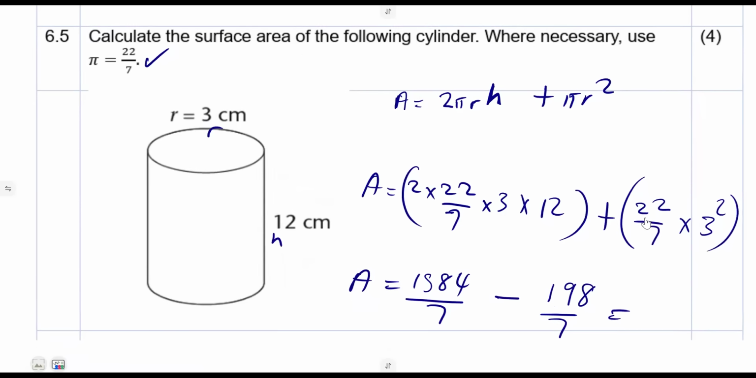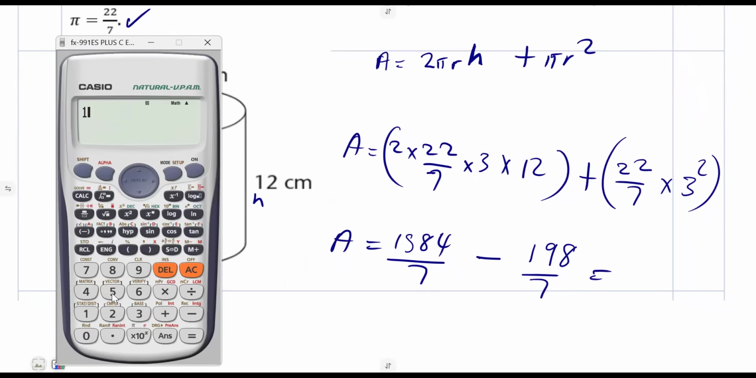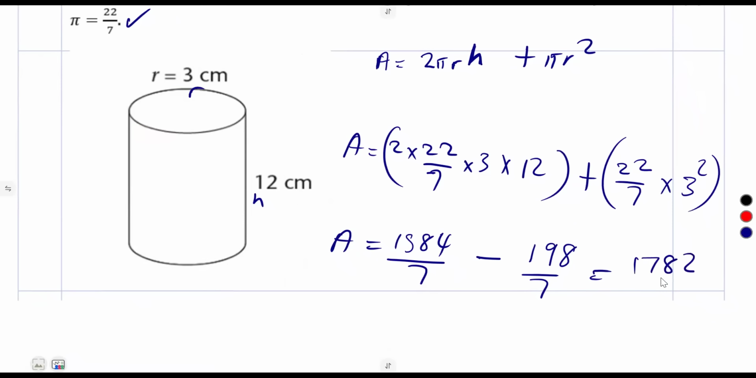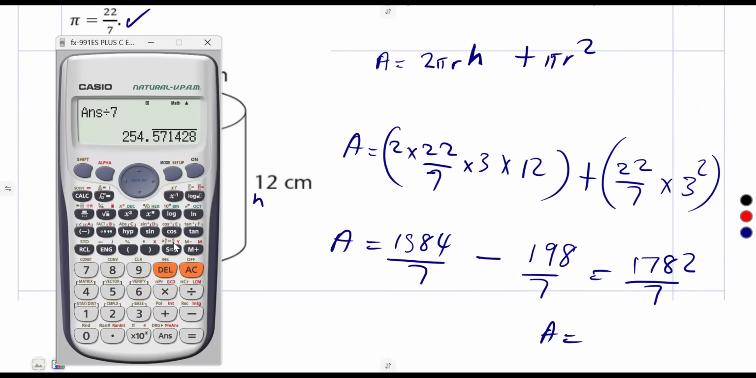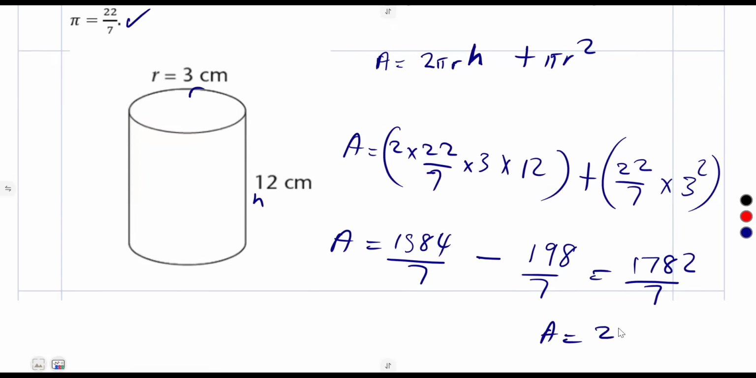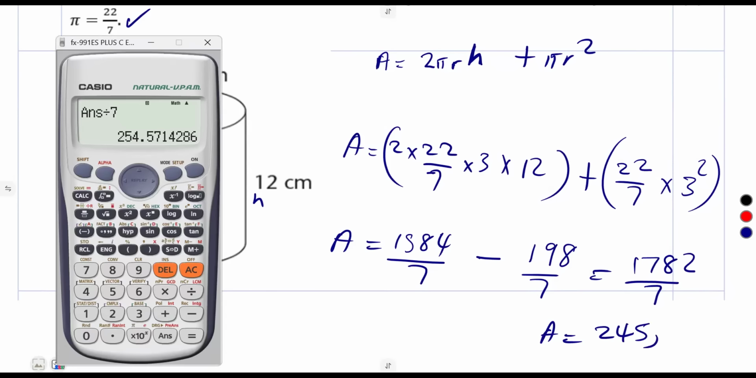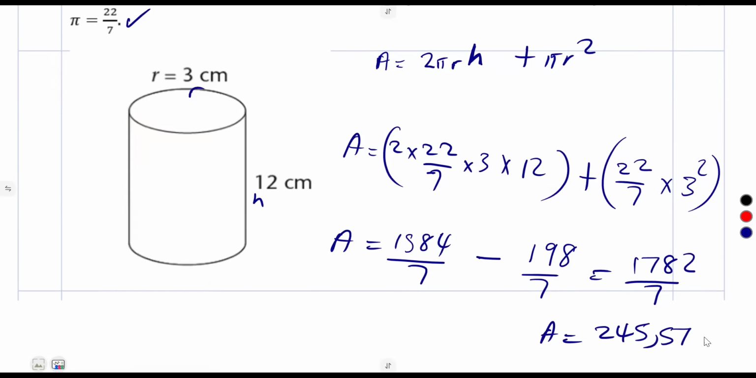As you can see, we can simply add the numbers 1584 plus 198. Then whatever you're going to get, simply divide by what? By 7. So it was going to be 1782 over 7, which as a decimal is going to be 254.57 square centimeters. So that is what we're going to have there.